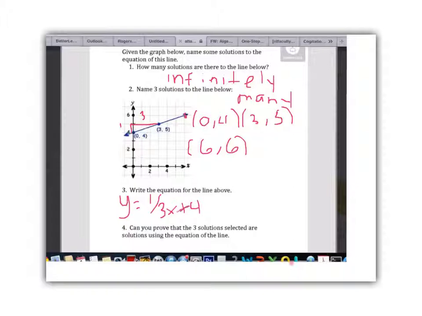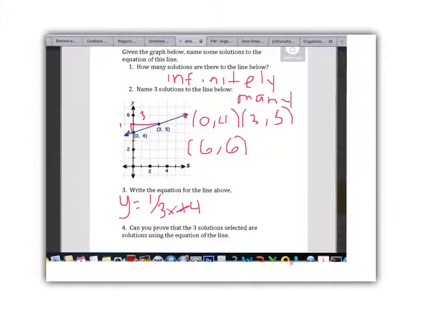And then I ask them, well, is there a way to check it algebraically that these are definitely solutions to this line? Yes, you can plug them into the equation, or substitution. I try to use that keyword a lot in this unit when I'm talking about plugging in numbers, even though a lot of times they will refer to it as plugging in instead of substitution.